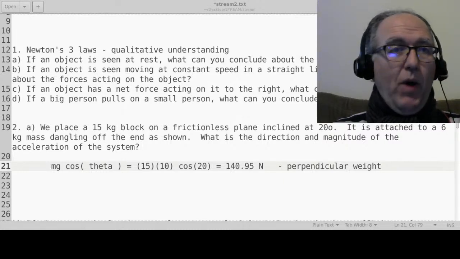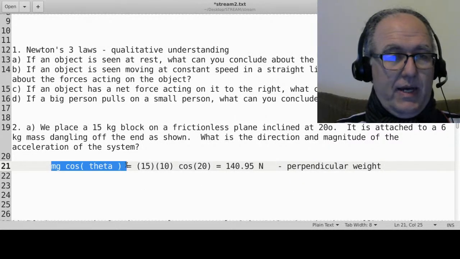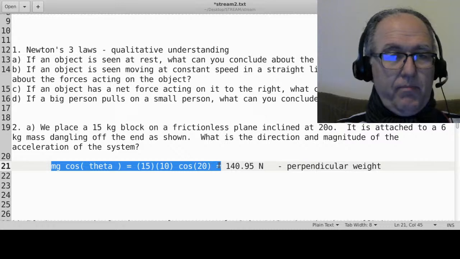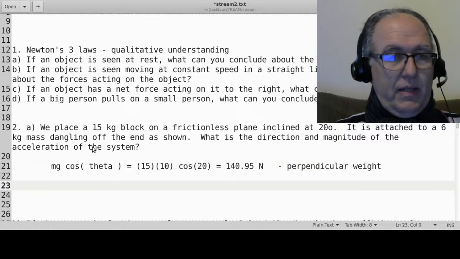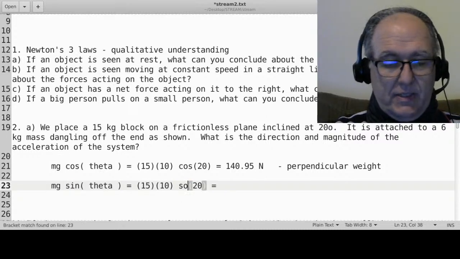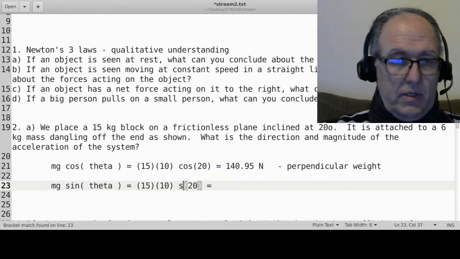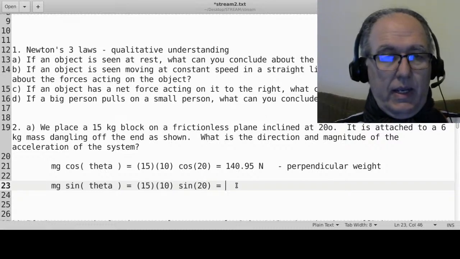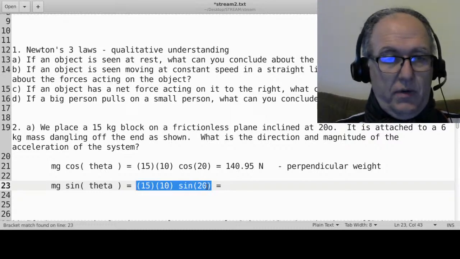All right, now what? Well, same thing, but for the parallel component. And the parallel component, the only thing that changes is that this is sine instead of cosine. All right, and let me do that calculation here.